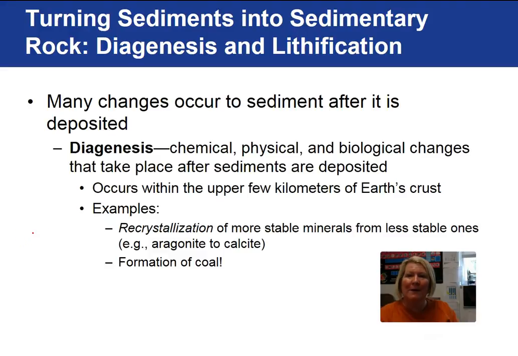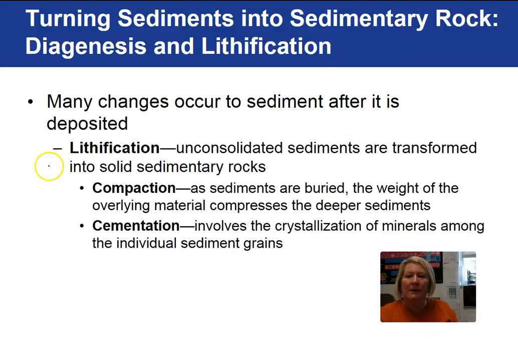I want to talk about how the sediment becomes a sedimentary rock. The overall term used is called diagenesis. That's all of the chemical, physical, biological changes that take place after the sediments have been deposited. Diagenesis occurs in the upper few kilometers of the Earth's crust. Some of the changes that occur after sediment has been deposited: lithification. Lithification includes compaction, and cementation.